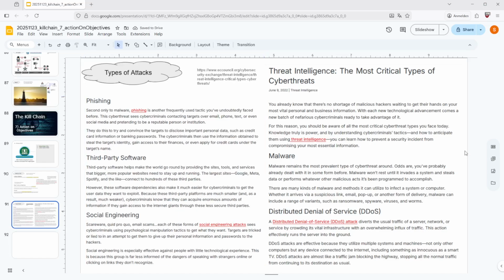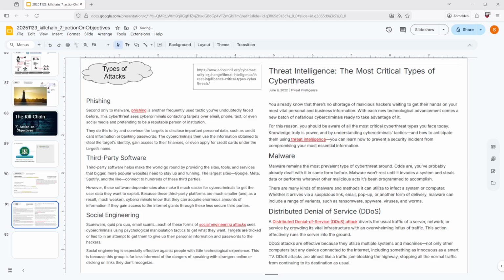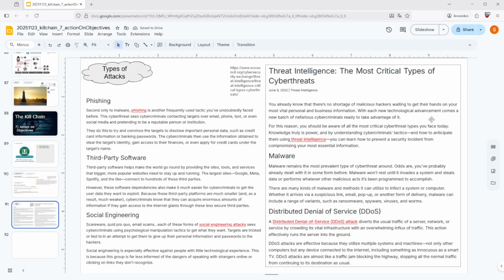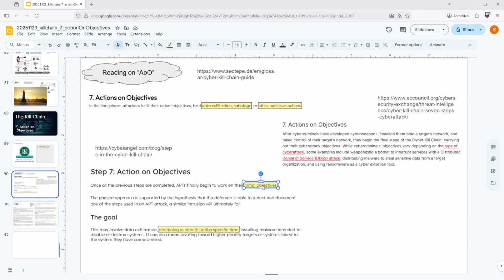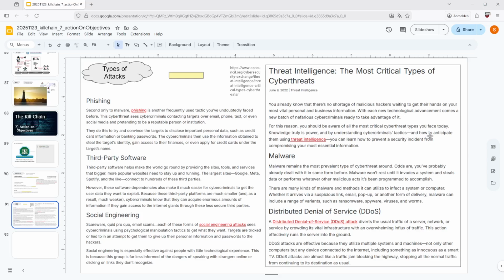Okay, so as you can see, we have a lot of reading here, but that was to be expected. It's the same source as we had before, and let's start on the right side and see what they have here. So, the most critical types of cyber threats. You already know that there's no shortage of malicious hackers waiting to get their hands on your most vital personal and business information. Yes, there's no shortage of hackers.